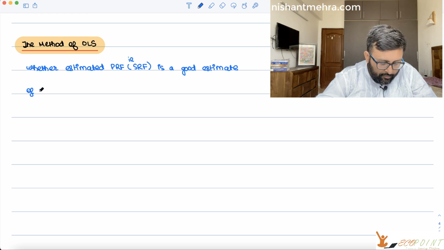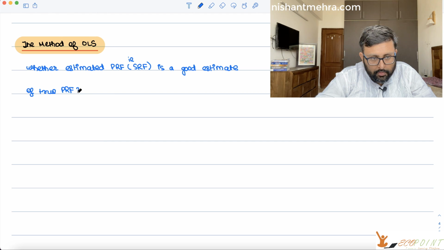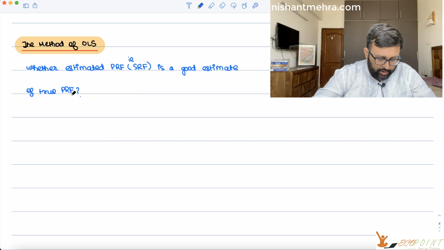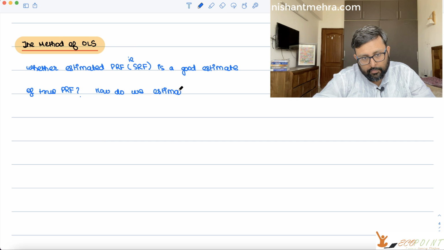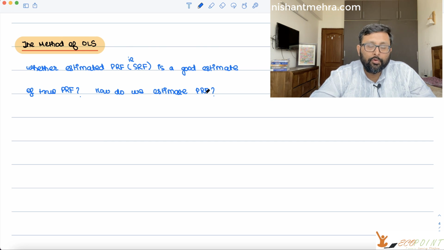Is a good estimate of the true population regression function, right? And the other thing is, how do we estimate this population regression function? That is, how do we find the sample regression function? This is what we're going to answer in this recording.